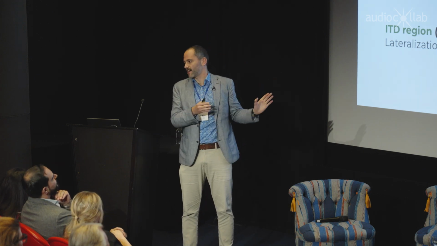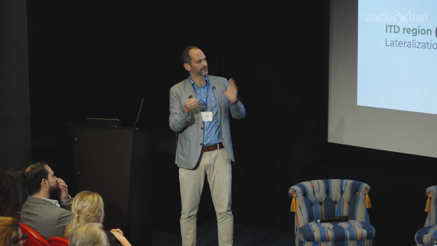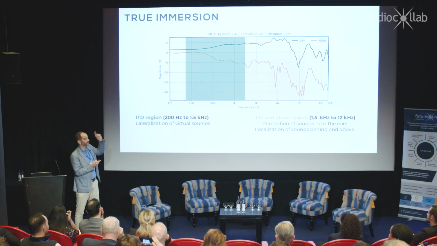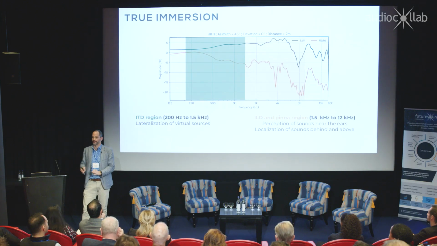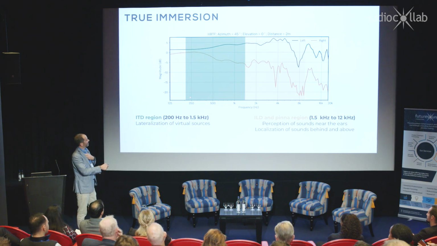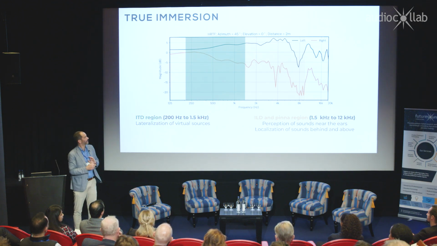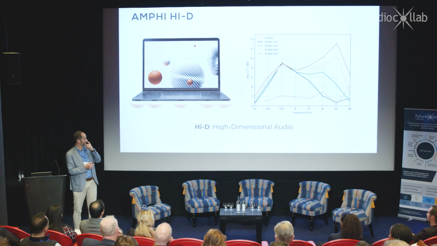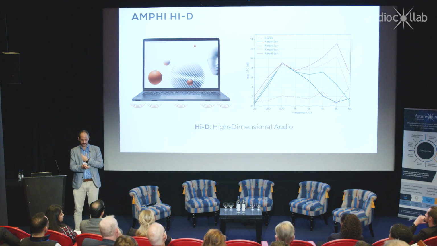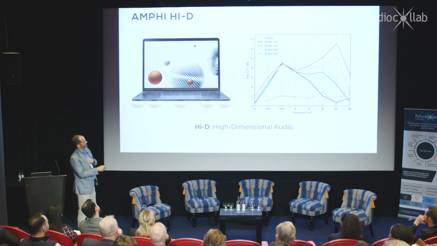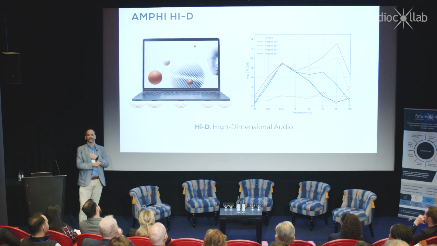So with this graph, what we want to show here is that if we want to achieve true immersion, and when we say true immersion, we mean giving a natural sound experience as we hear in real life, we need to control very well all this frequency range, okay? But how do we achieve this through speakers in front of the user? This is where the Amphi high-D technology, where high-D stands for high dimensional audio, comes into play. And what we see here in this graph is something called CTC, the crosstalk cancellation spectrum.